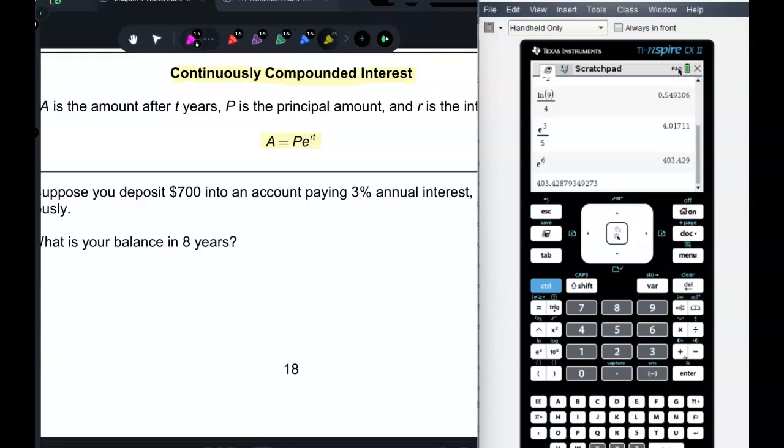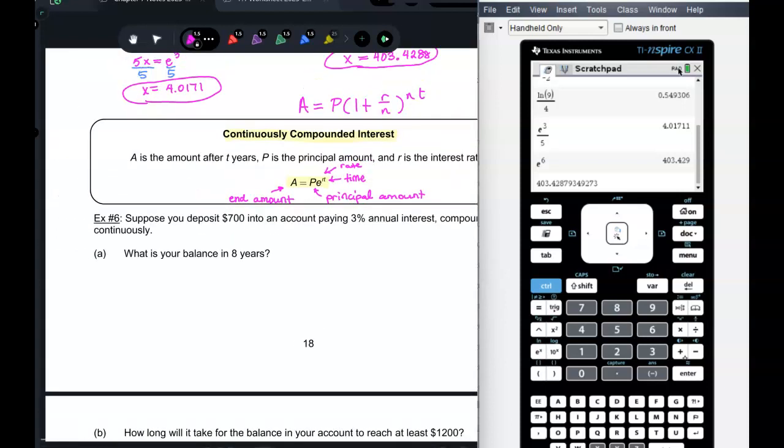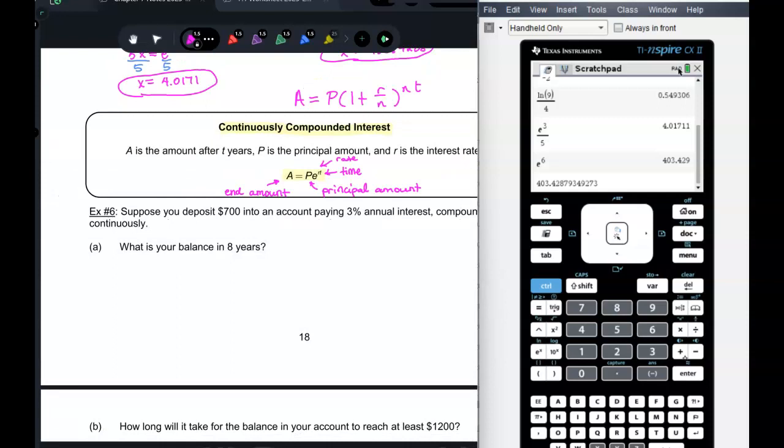So let's talk about what is A. A is the end amount. P is the principal amount. This is what we start with. R stands for rate. Make sure it's the rate as a decimal, so if it's given as a percentage, we have to move the decimal place over. And T stands for the time. It's a much easier way to figure out interest.